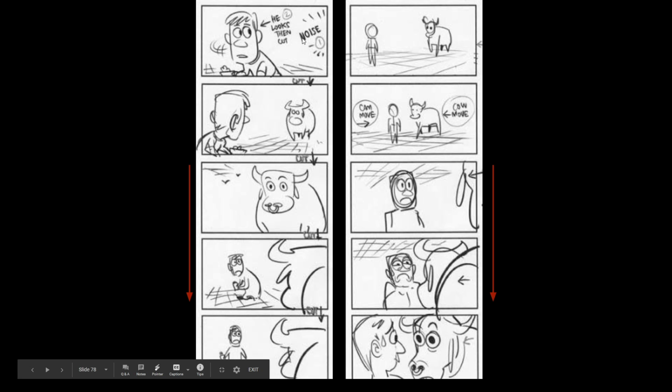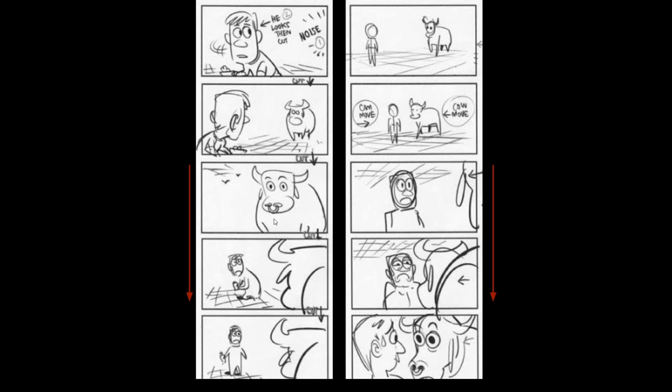All right, so here's a good example of cuts, and so you can see they're cutting right here. So you can see he hears a noise off camera and he turns his head to look. So that's a great reason for us to cut, because we want to see what he's looking at or what he heard, right? So we see this bull, right?